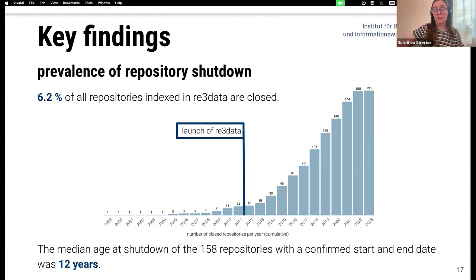I also want to stress that before 2012, the coverage is likely sparse because the registry just picked up operations officially in 2012, so the time before is likely not covered well in our study. We also checked for confirmed start and end dates of repositories, and we found both for 158 in total. For these, the median age at shutdown was 12 years. So 50% of the repositories we looked at lasted up to 12 years, and 50% lasted longer.